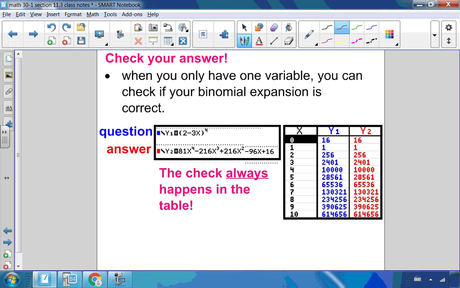So that's exactly what I did. Left side in y1, right side in y2, and you can see for all values they are equal, which means I did my expansion correctly.